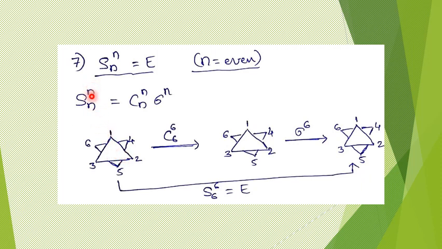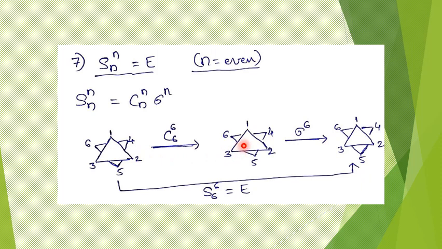But from this definition of S_n raised to n, if it is S6 six times, I should perform the S6 operation 6 times. In that case, it can be said as C6^6 into sigma raised to 6. So first I perform C6 raised to 6, or the C6 operation 6 times, on this molecule. The C6 axis represents a 60-degree rotation, and C6^6 is a 60-degree rotation 6 times.